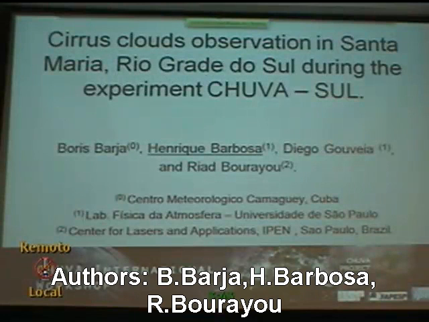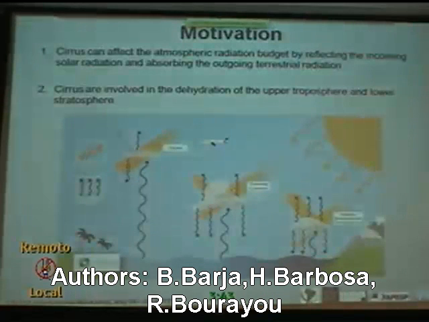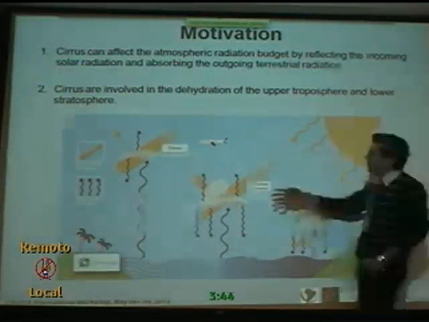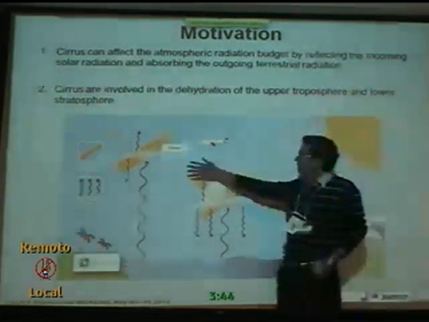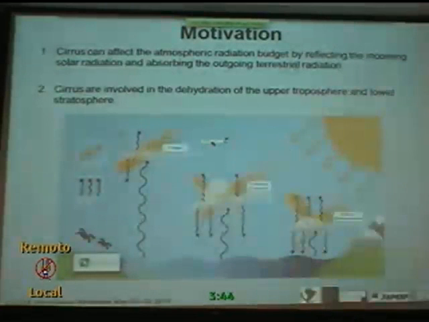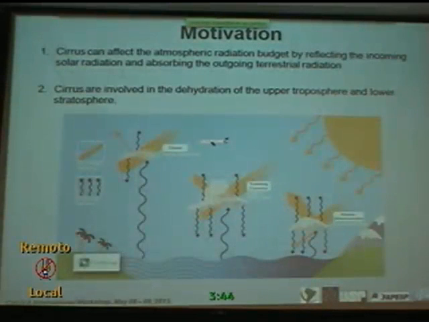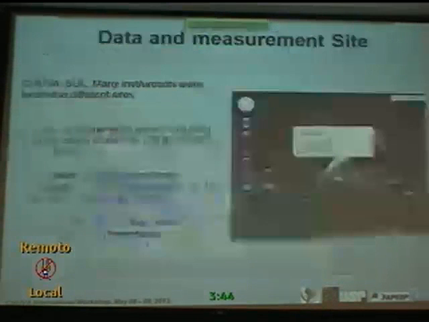What we have done for this work is to measure cirrus clouds using the LiDAR during the campaign of Chuva Sul. So we are trying to look into the radiative forcing from this type of clouds that we know will have a large impact on the long wave, but not so much on the short wave. And at the end, try to estimate what the impact is on the ground and on the top of the atmosphere. So it's a work that we started earlier this year, and it's still ongoing.